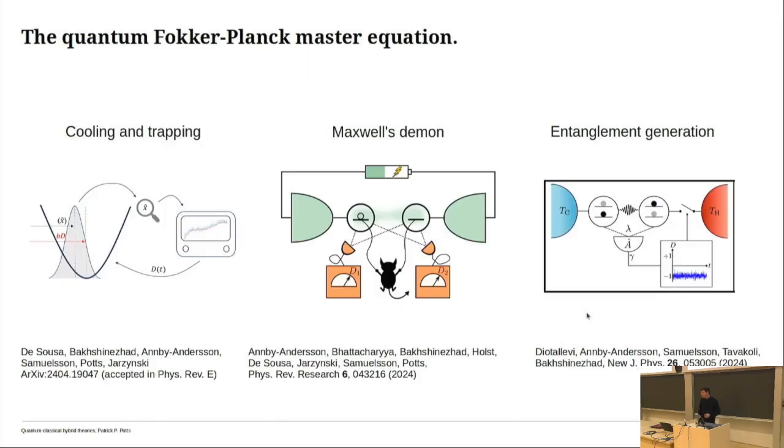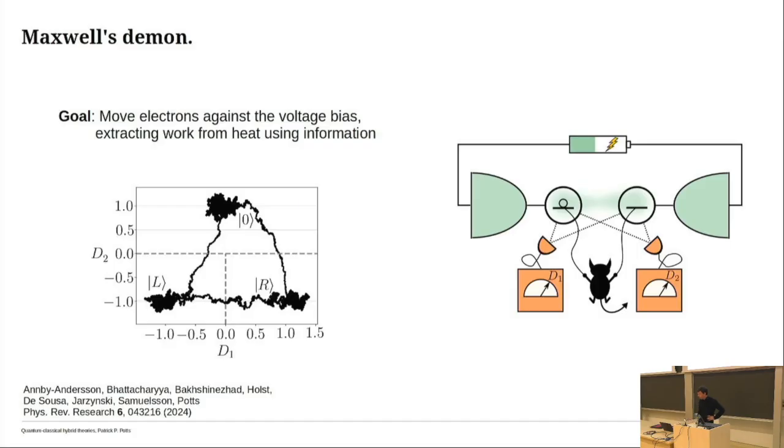On the theory side, the quantum Fokker-Planck master equation has been applied to a few problems. For instance, the cooling and trapping of a particle in a harmonic potential, a Maxwell-Demon scenario that I will talk about in more detail, and also an entanglement generation protocol where feedback is used to enhance the entanglement between 2 qubits.